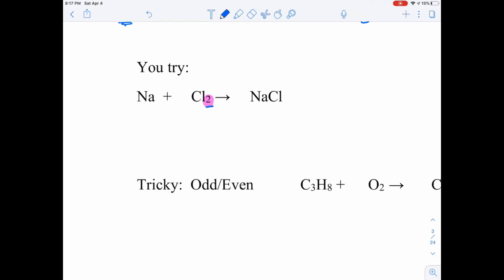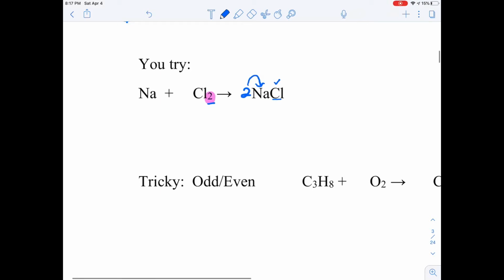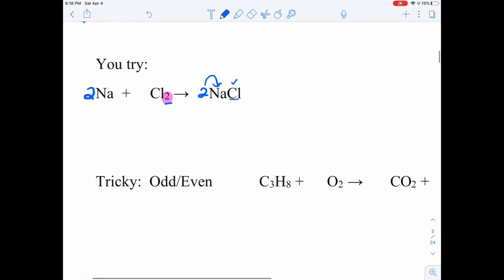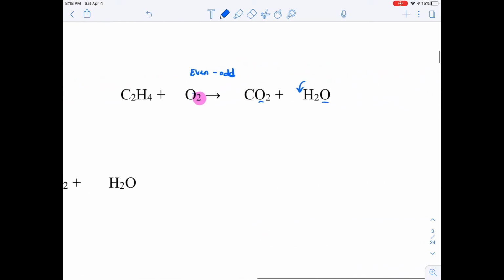So the 2 on the left, and then I'm going to go to the right, and I know that I need to fix my chlorine, and I put my 2 in the front. So my chlorines are good, but I know my 2 just influenced my sodium. So I'm going to go to the left and put a 2 in front of him. Double check everything. It all looks good. I'm going to go over to here.